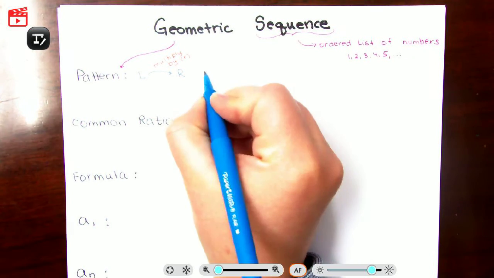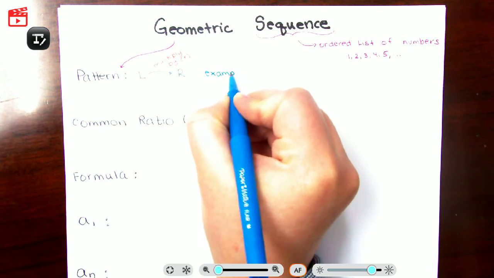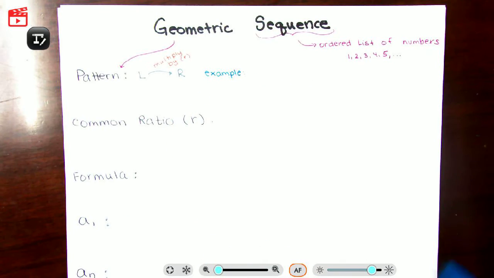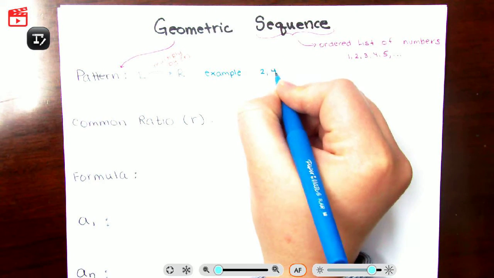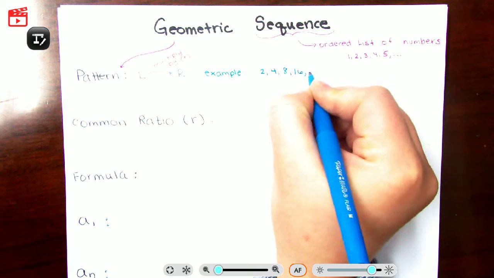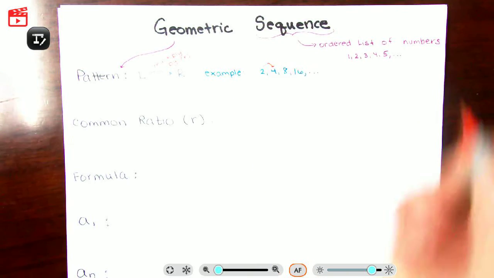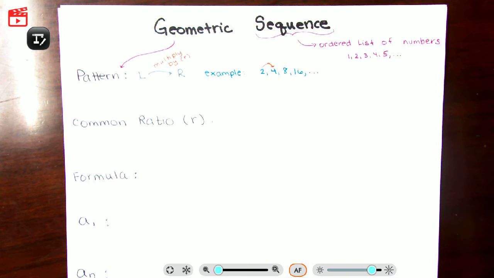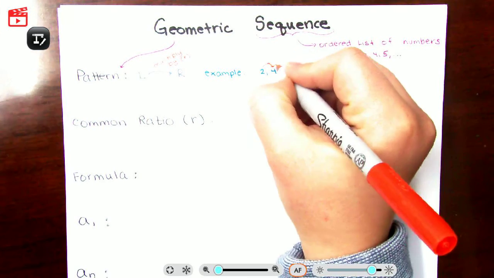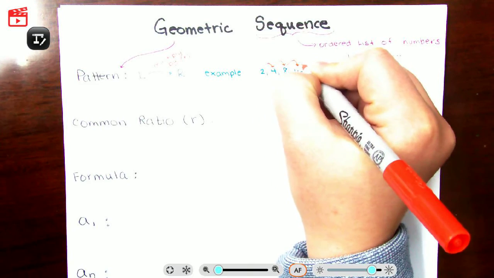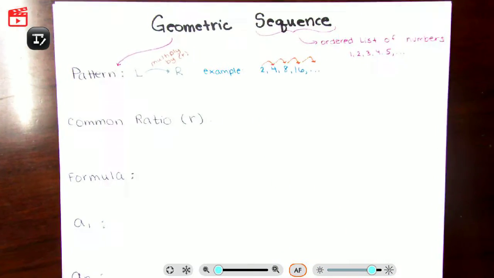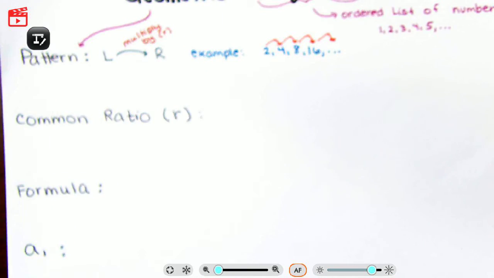For example, let's say I have a geometric sequence of 2, 4, 8, 16, etc. How do I know that this sequence is geometric? It's because it follows a pattern. How do we get from 2 to 4? Well, we can add 2, but we can also multiply by 2. The pattern has to be the same for all numbers: from 2 to 4, 4 to 8, 8 to 16, and so on. The three dots just mean that the pattern continues.